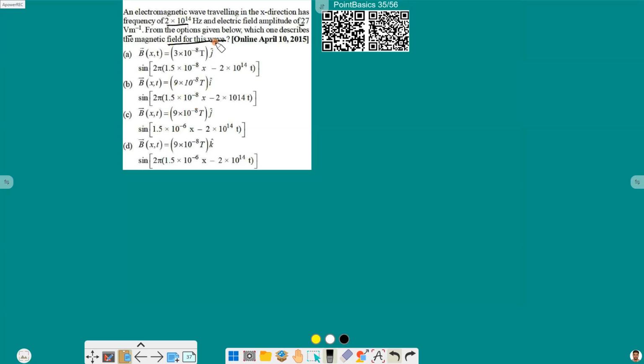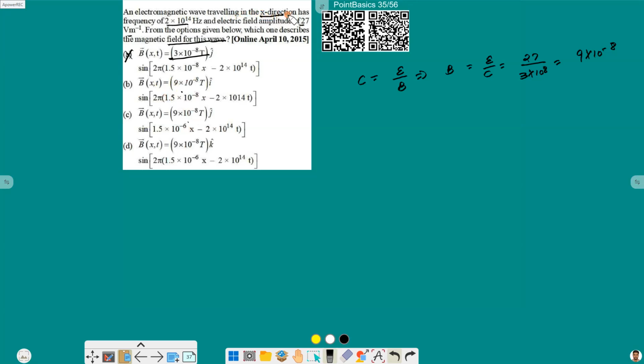So first let us check for the magnitude. We know that C is equal to E by B, and for that B will be equal to E by C. Now E is 27 and C will be 3 into 10 raised to power 8. So this will be 9 into 10 raised to power minus 8. So option A is cancelled, as the magnetic field amplitude is wrong here. And in B, C and D, the magnitude is the same in all of these. So let us check further.